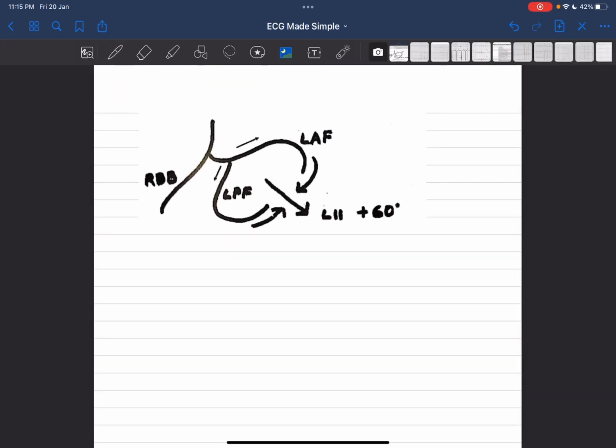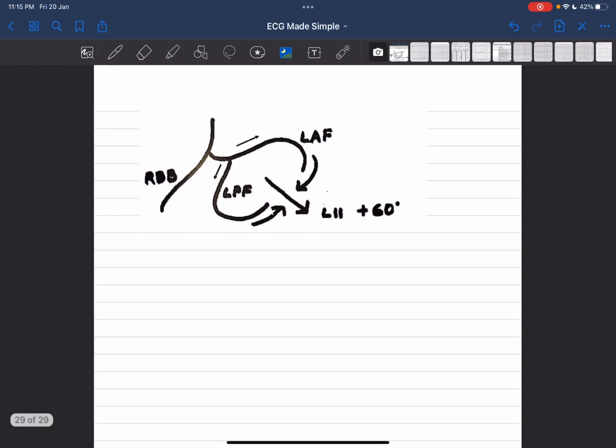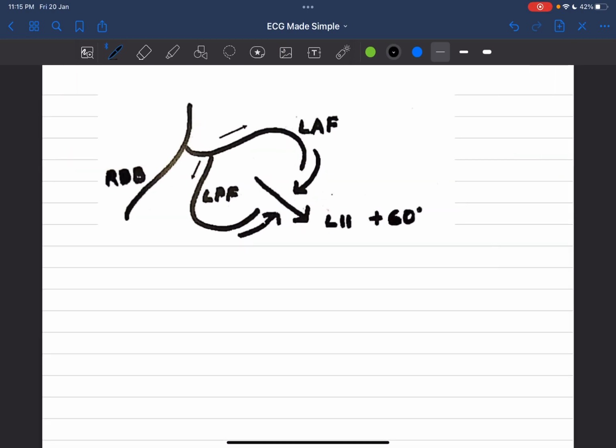Now we will consider how the fascicles depolarize the ventricles. We all know that the right bundle will depolarize the RV, so leave that. Now we are interested in LV depolarization. LV depolarization occurs by means of two fascicles, the left anterior fascicle and the left posterior fascicle. These two fascicles will depolarize the left ventricle.